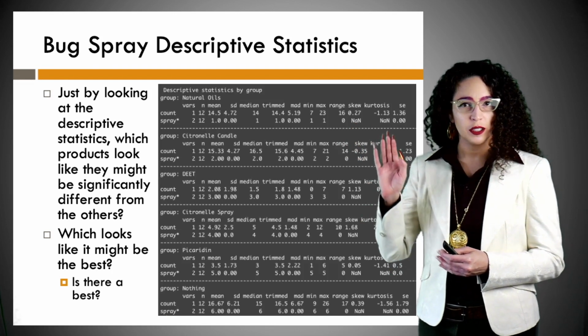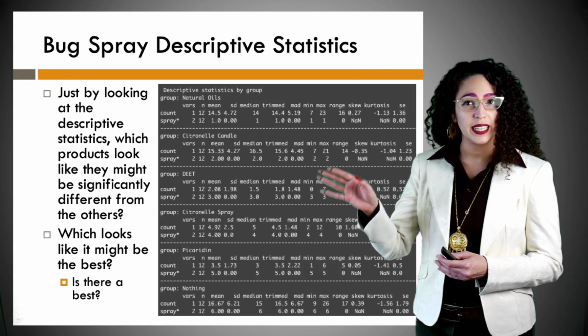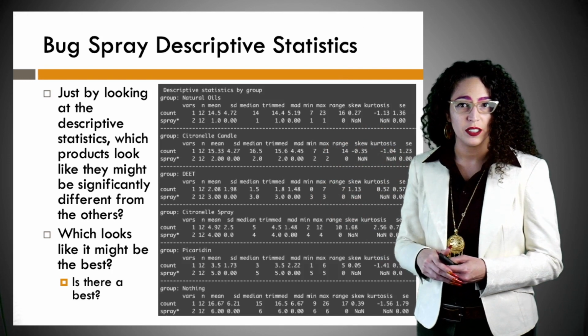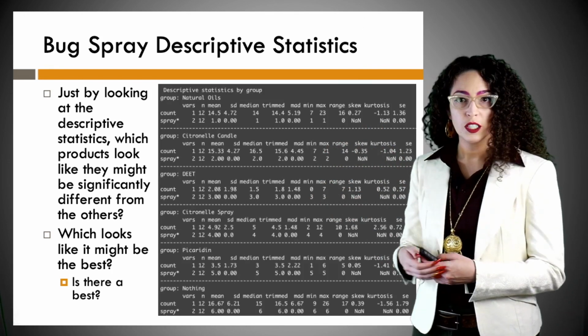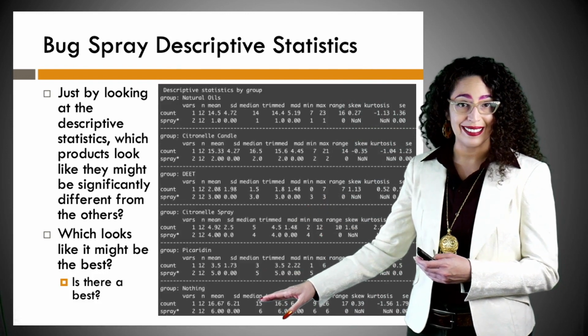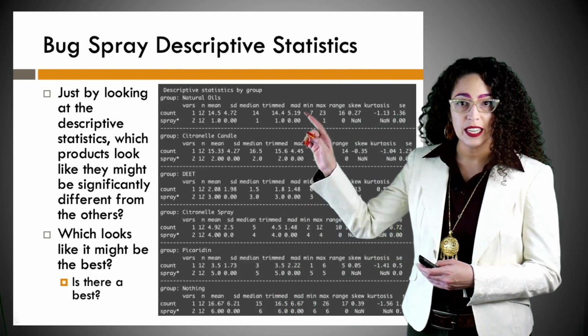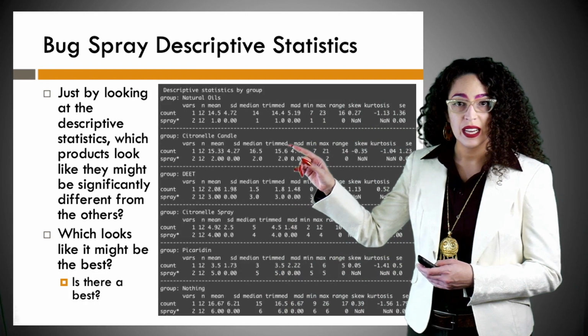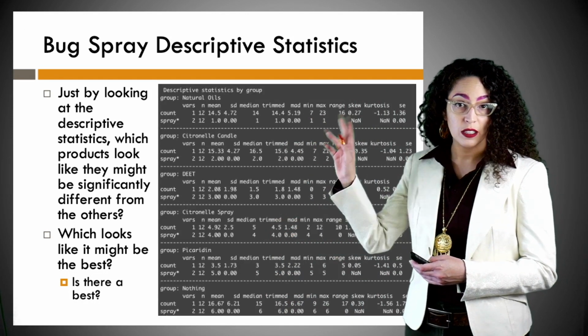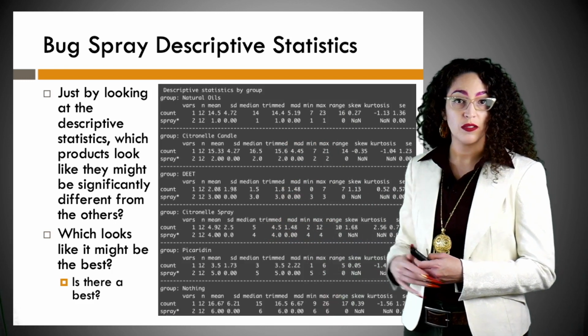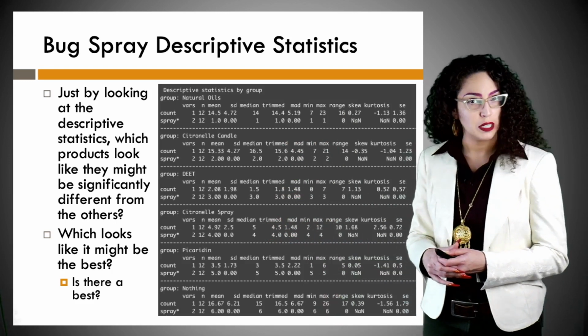Just by looking at the descriptive statistics, which product looks like it might be significantly different from the others? Which looks like it might be the best? Is there a best? So it looks like the group that had nothing, the control group, the natural oils and the citronella candles have higher numbers than these 3 groups. So maybe those 3 will be significantly different from these 3. Not sure. Let's go find out.